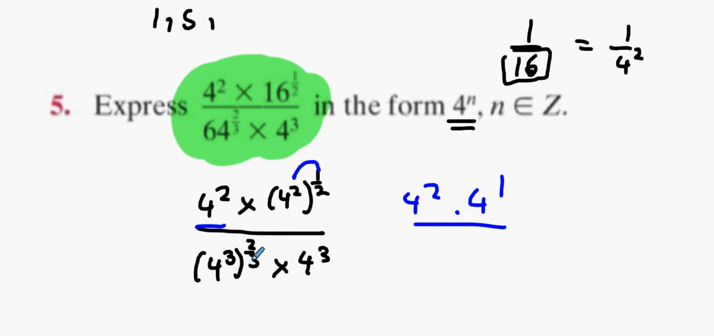What's 3 times 2/3? 2. And what's on the top? Top is 4 to the power of 3. The bottom is 4 to the power of 5. What's 3 take away 5?